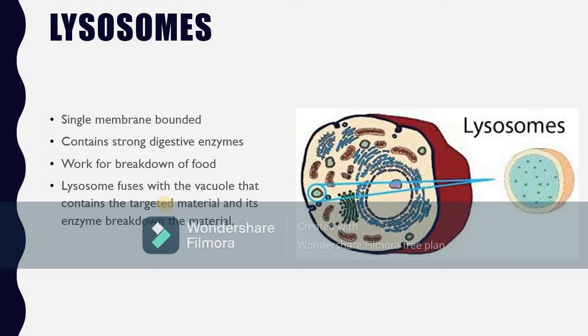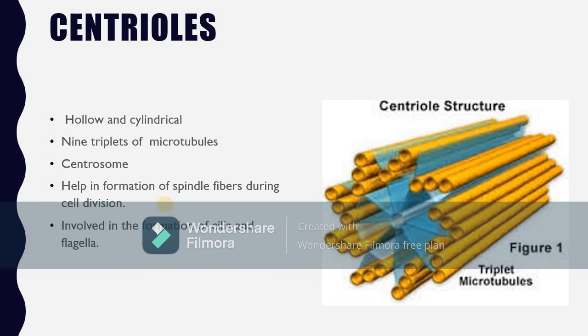Next one is lysosome. Lysosome was first discovered by Christian de Duve in the mid-20th century. They are single membrane bound organelles. Lysosomes contain strong digestive enzymes, and they work for the breakdown of food. How a lysosome works is that it fuses with the vacuole that contains the targeted material, and its enzymes break down the material.